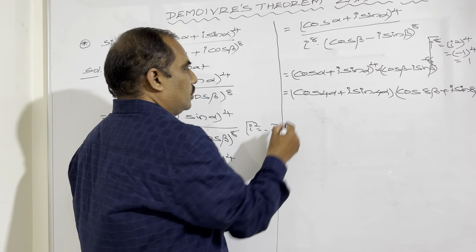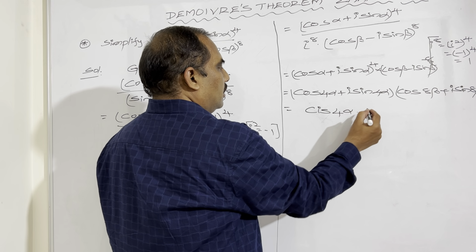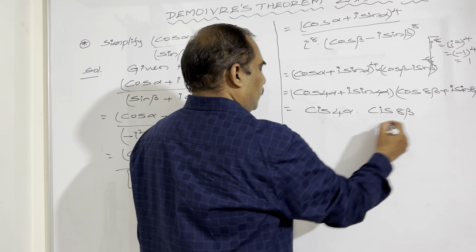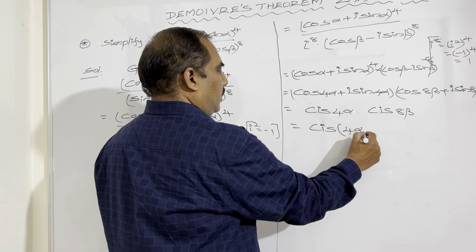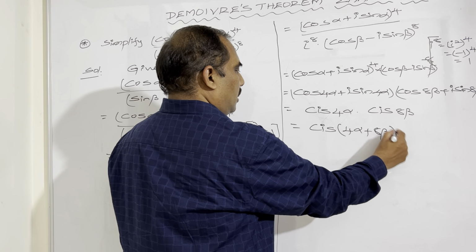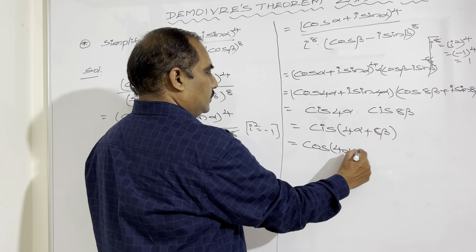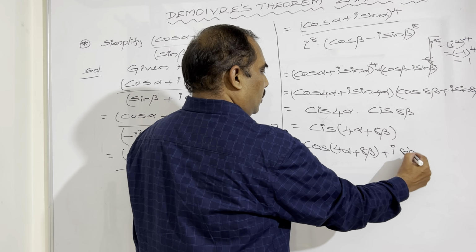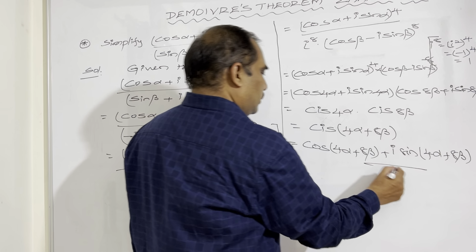So now simply we can write this as cis 4 alpha into cis 8 beta. So finally we can write this as cis of 4 alpha plus 8 beta. Further you can write cos of 4 alpha plus 8 beta plus i sin of 4 alpha plus 8 beta. So like this we can prove.